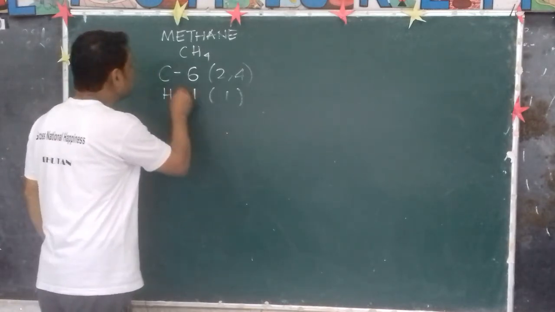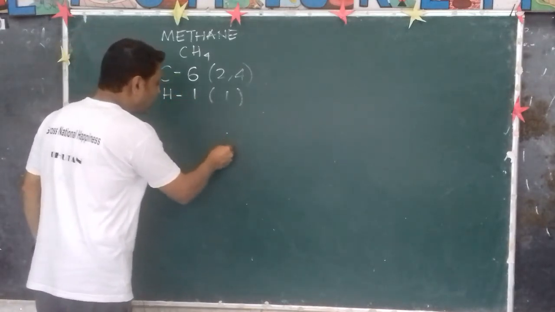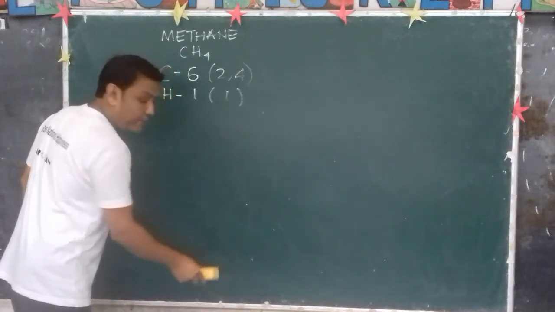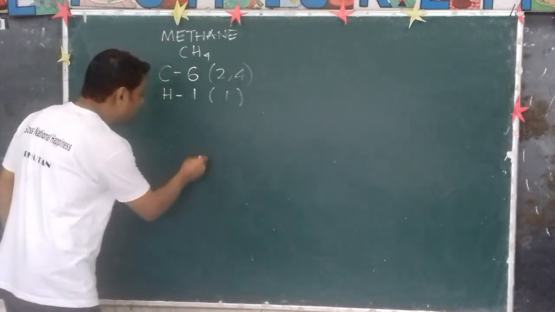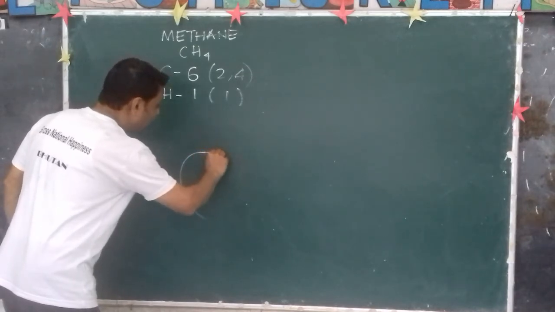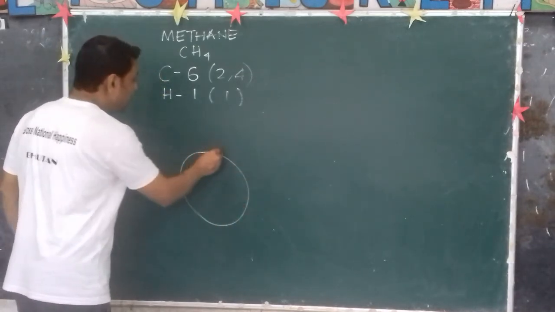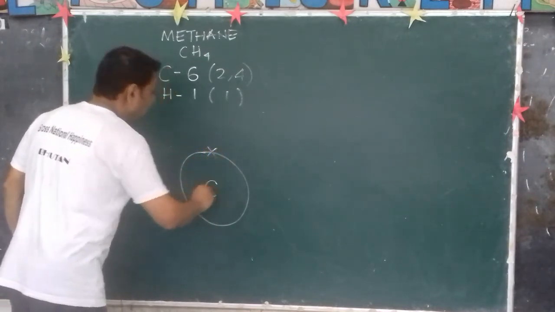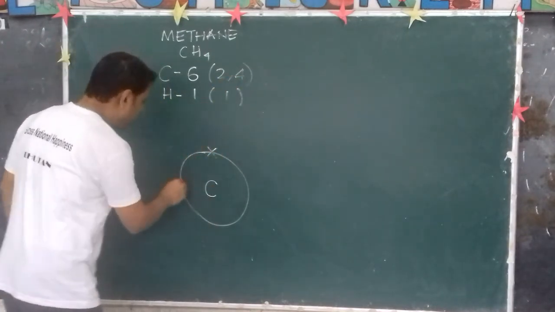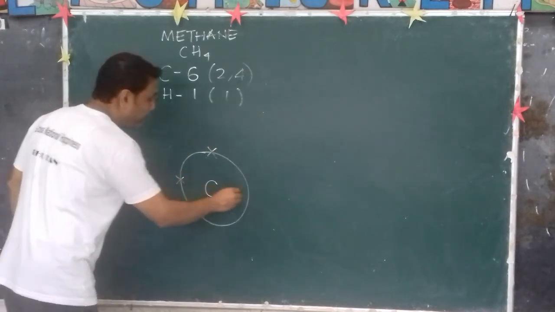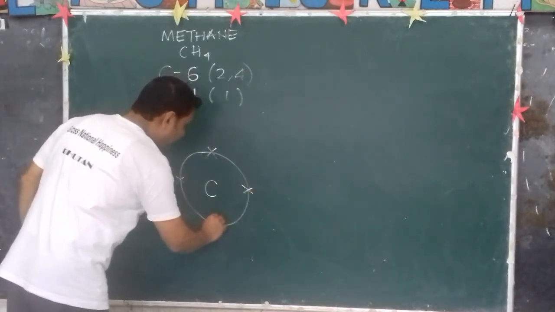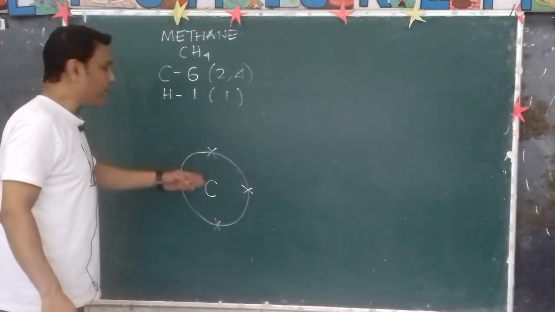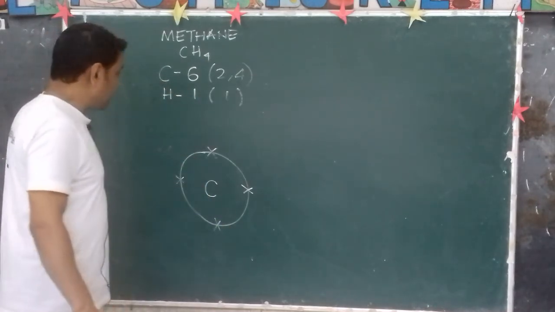So now, since it is between two nonmetals, we already know what type of bond is formed. It is covalent. It's a purely covalent, non-polar covalent compound. So for the carbon atom, we'll talk about the last shell. The last shell will have 4 electrons, and the crosses symbolize the electrons of carbon in the valence shell.